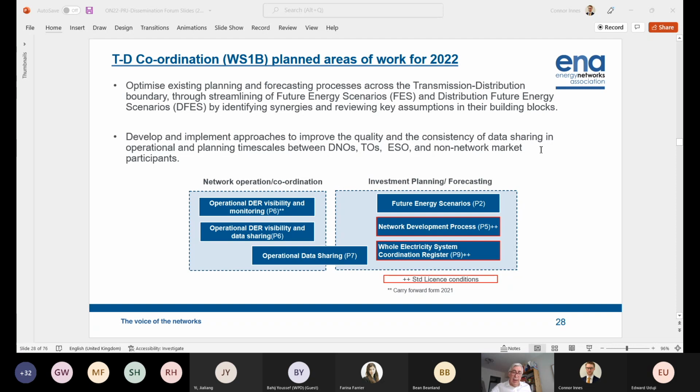Finally, we come to P9, which is Whole Electricity System Coordination Registers. In 2021, a license condition, which is D17 for DNOs and A7 for the transmission companies, required a publication of a coordination register. The aim of this register is to demonstrate how companies are discharging their duty to develop holistically an efficient and economical network.